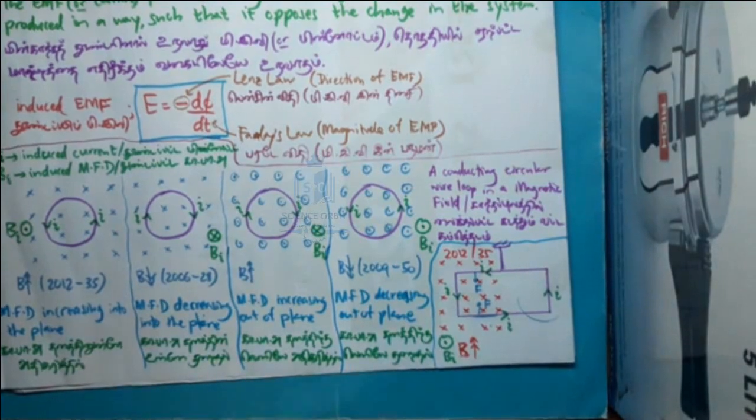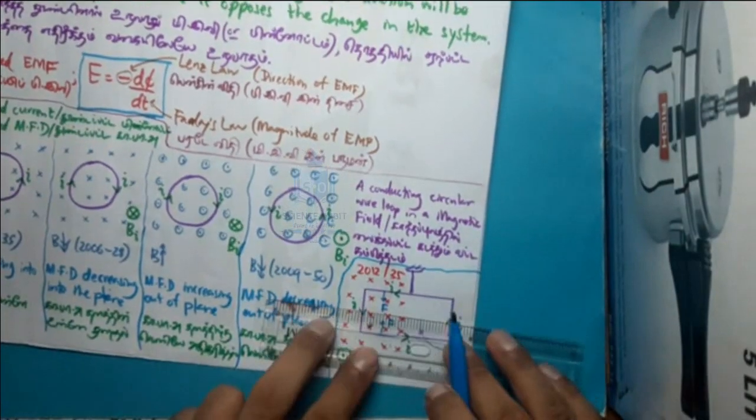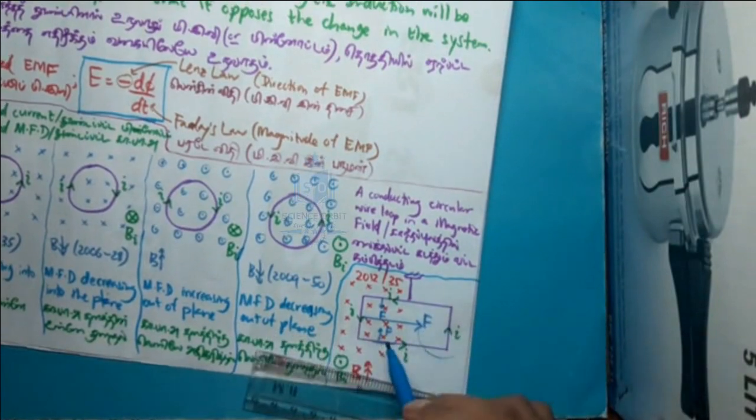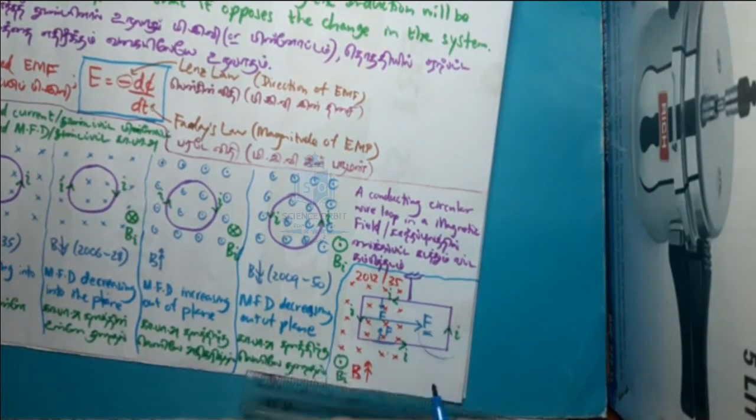So the force is going to act like this. Because of that force, this wire frame is going to move to the right side. This is the final force. These two forces will cancel out each other. So this is the final force, the only existing force.